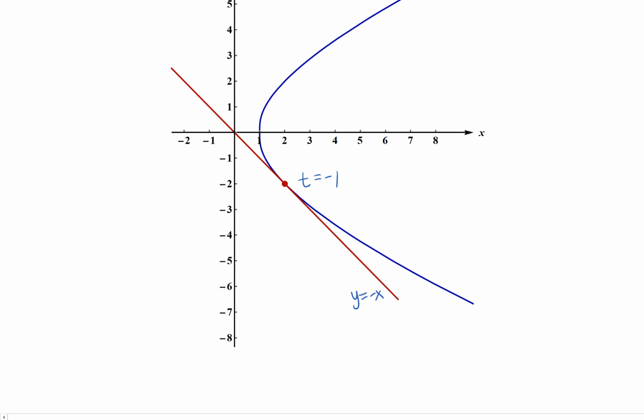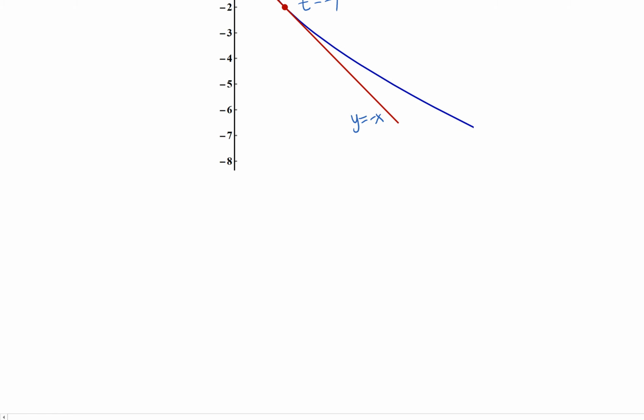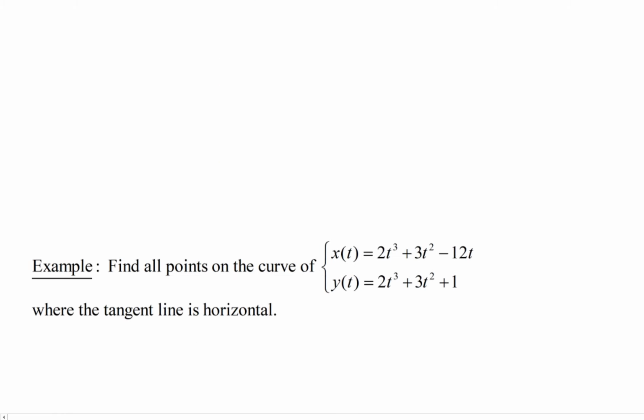Let's look at one more situation. Here's another situation. We have the parametric curves given to us here. x of t is 2t cubed plus 3t squared minus 12t. And y of t is 2t cubed plus 3t squared plus 1. So the first two terms are identical, right?